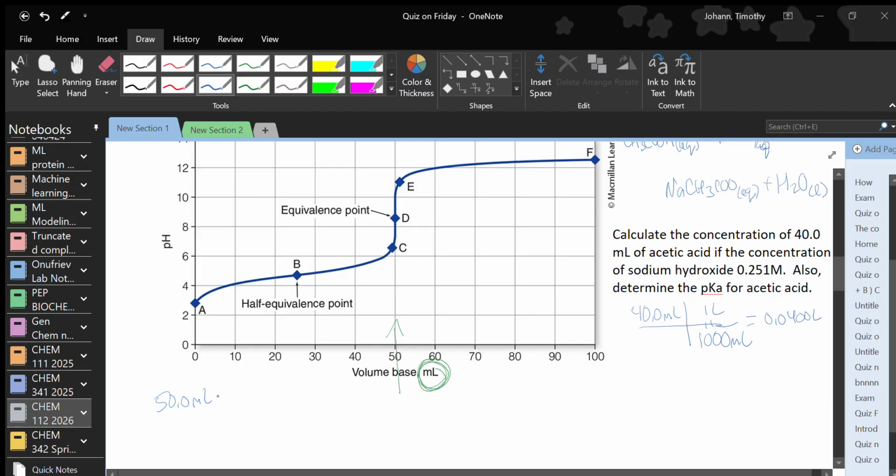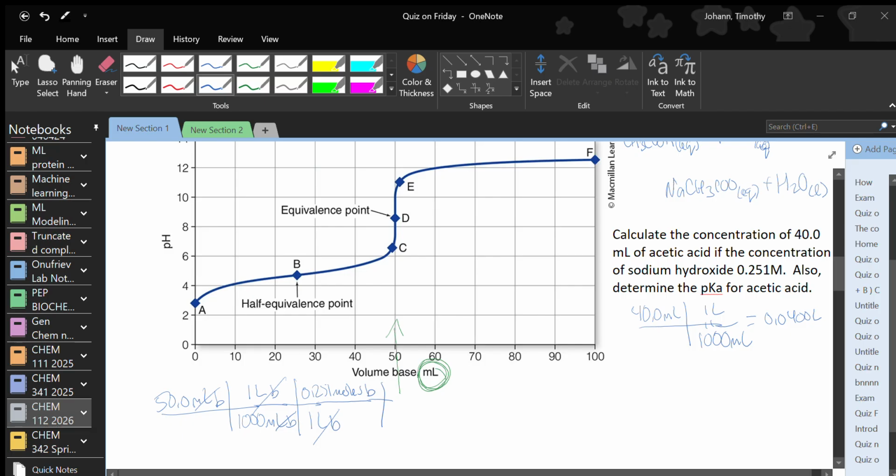So my problem here then is I have 50.0 milliliters of sodium hydroxide. I'm just going to say base because it's faster to write, and I'm lazy. If I had 1,000 milliliters, I've got to put this in liters, then I would have 1 liter of base. Milliliters cancel milliliters. If I had 1 liter of base, the molarity is 0.251 molar, so I would have 0.251 moles of base. Liters of base cancel with liters of base.